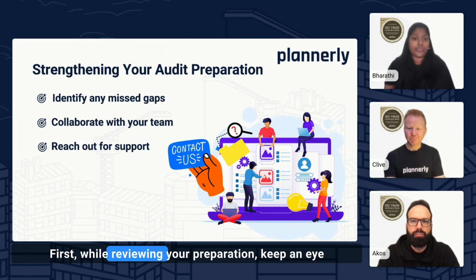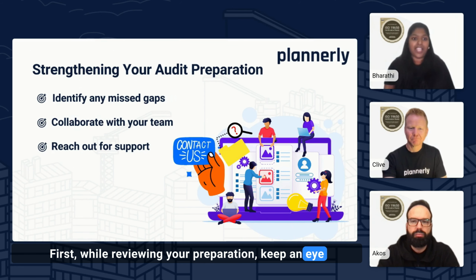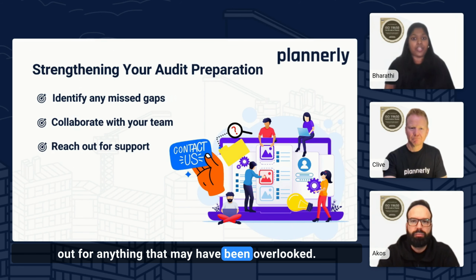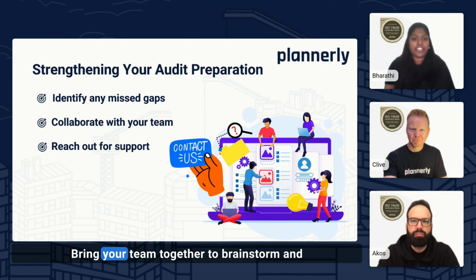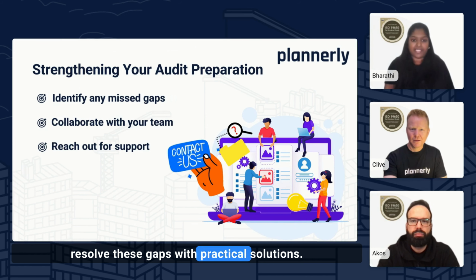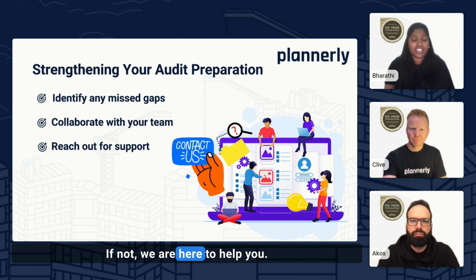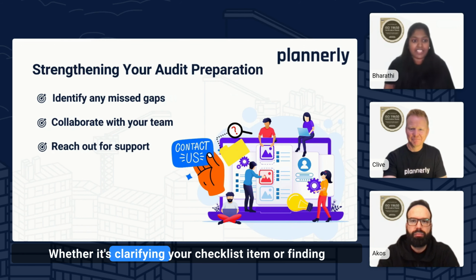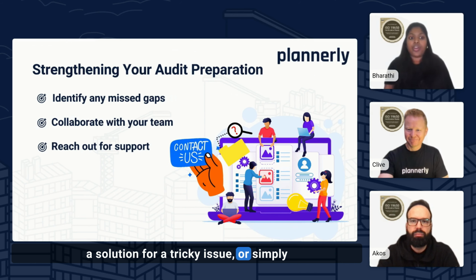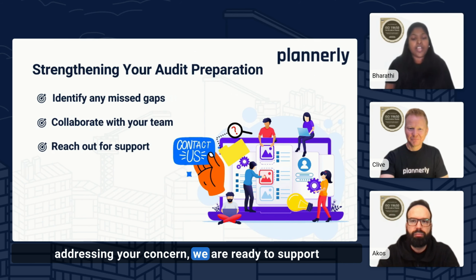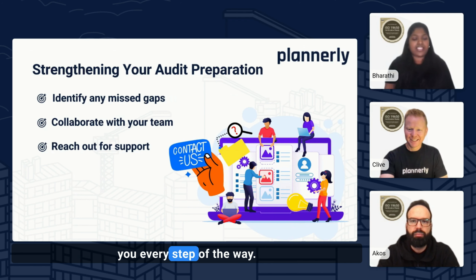First, while reviewing your preparation, keep an eye out for anything that may have been overlooked. Note these gaps down as you go. Then, collaborate with your team. Bring your team together to brainstorm and resolve these gaps with practical solutions. If not, we are here to help you. Whether it's clarifying your checklist item or finding a solution for a tricky issue or simply addressing your concern, we are ready to support you every step of the way.